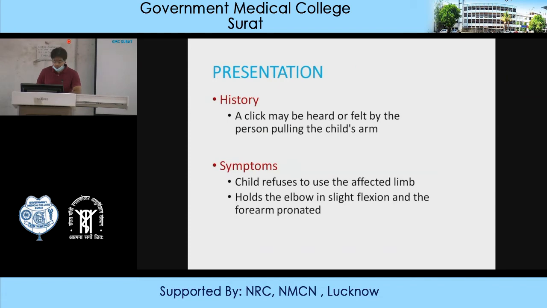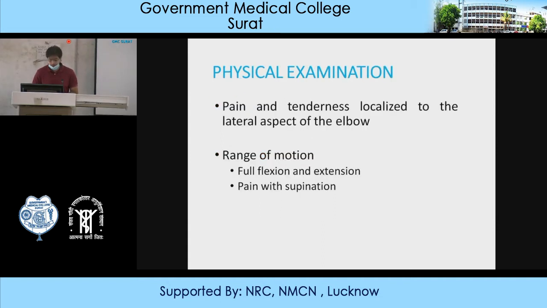How will the patient present? The patient will give a history of a click, which may be heard or felt by the person pulling the child's arm. The symptoms are that the child refuses to use the affected limb and holds the elbow in slight flexion and the forearm pronated with the other hand. In the physical examination, there will be pain and tenderness localized to the lateral aspect of the elbow. Range of motion will be full flexion and extension is possible, but pain will be there with supination.